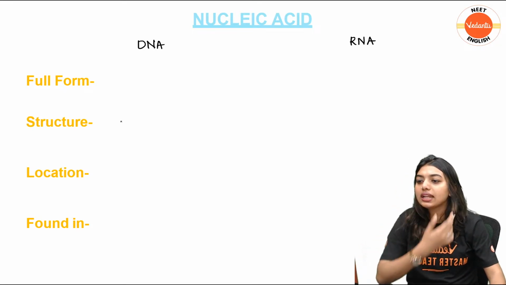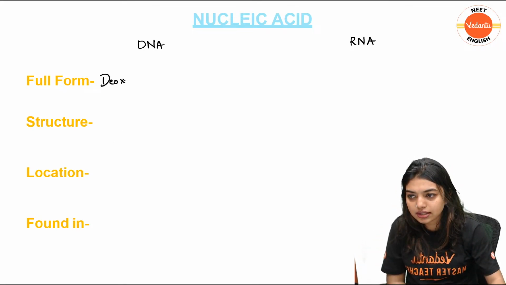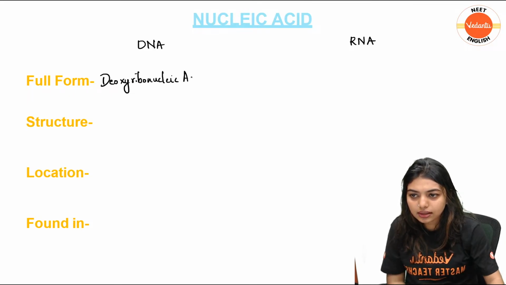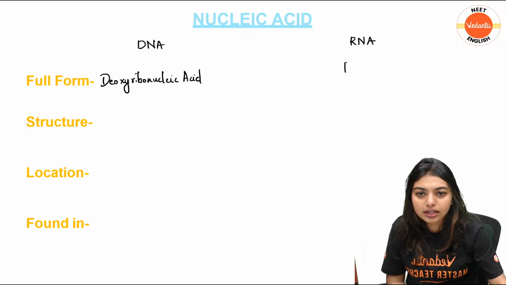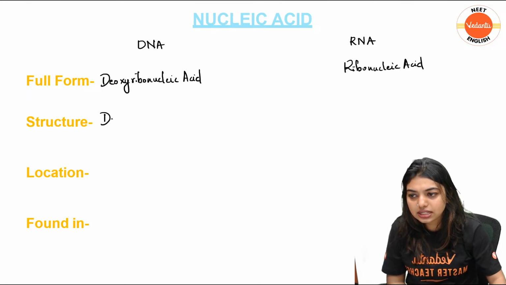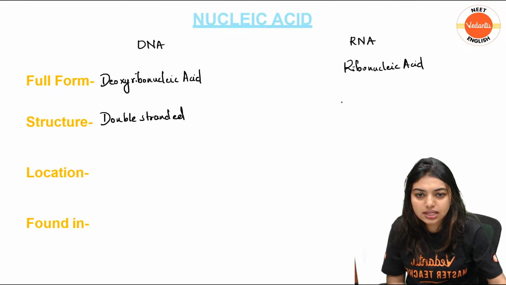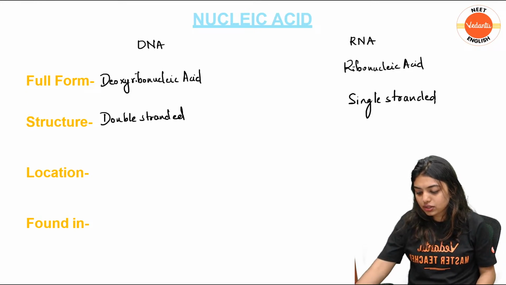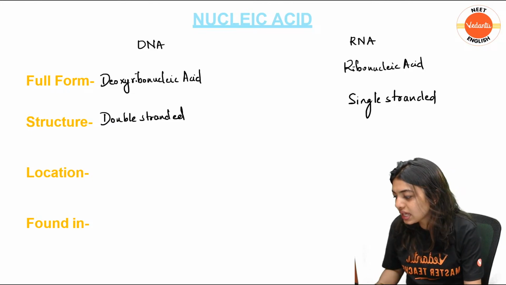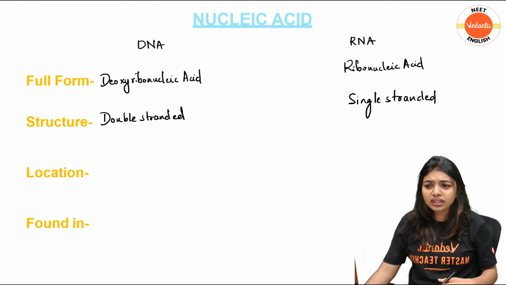Now students, DNA full form is what? Just now we discussed. Deoxyribonucleic acid. RNA means ribonucleic acid. Now the structure. DNA is double-stranded. RNA is single-stranded. Clear so far? One is double-stranded, one is single-stranded.